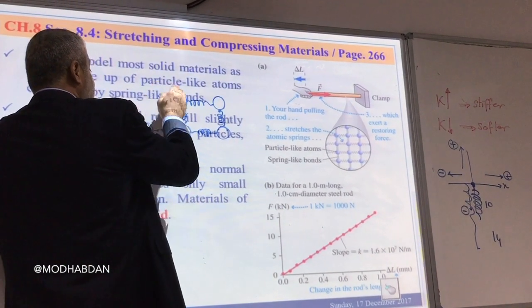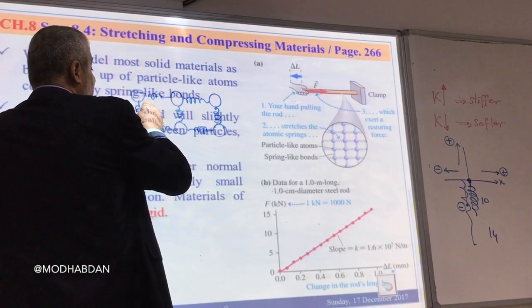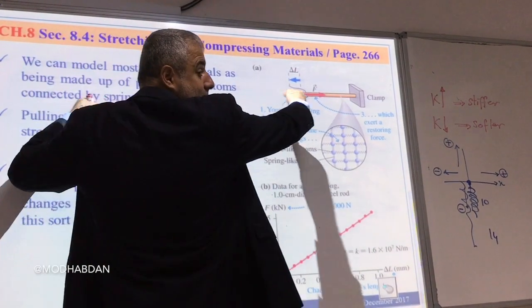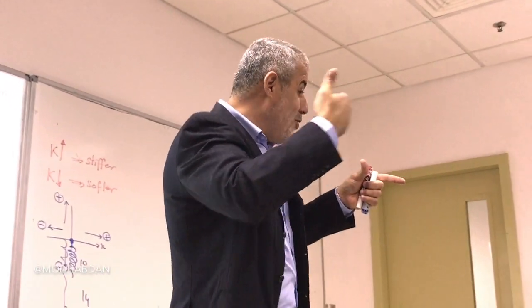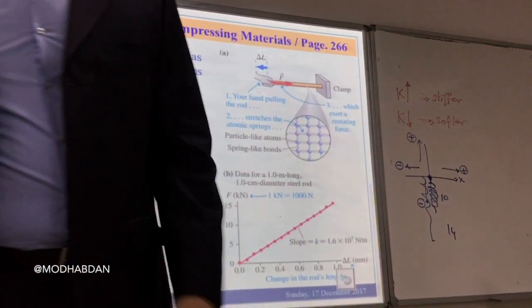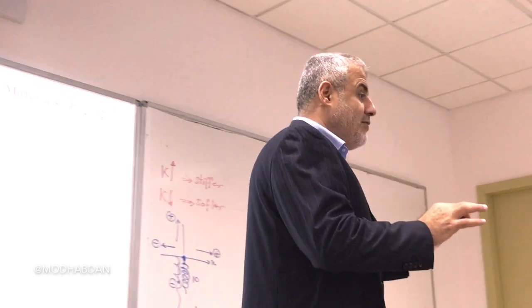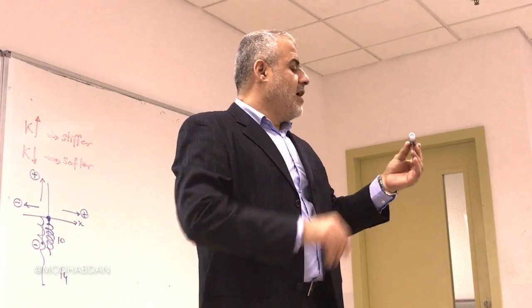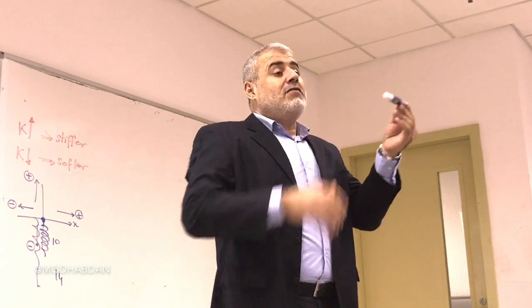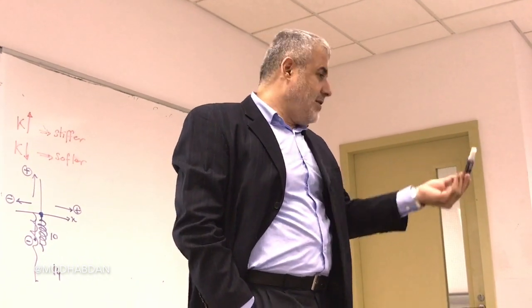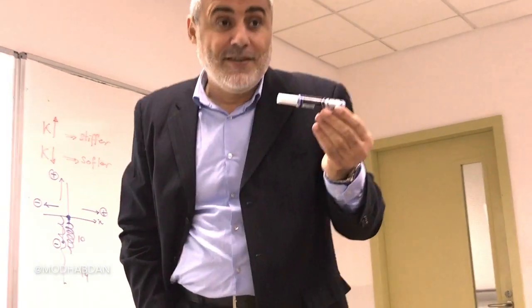Now I want to say something. If you simply stretch the material, these springs will stretch and the material will elongate, it will become longer. Now suppose this marker has a length of 10 centimeters exactly. I just tried to stretch it. For you, it's still 10. It's very hard to measure the difference, correct?